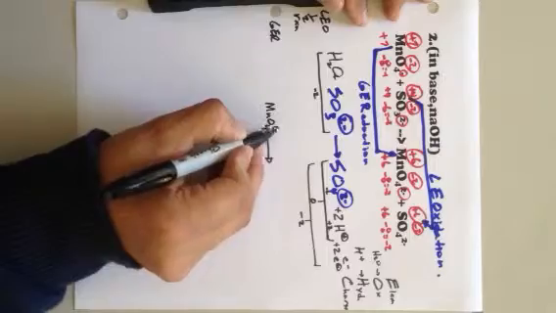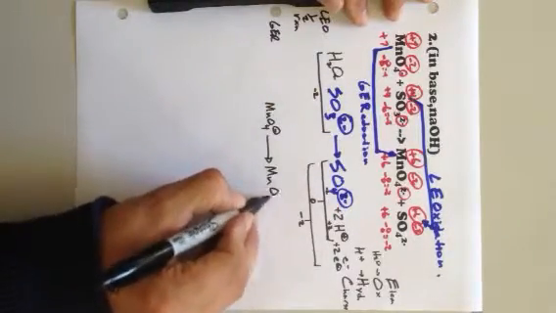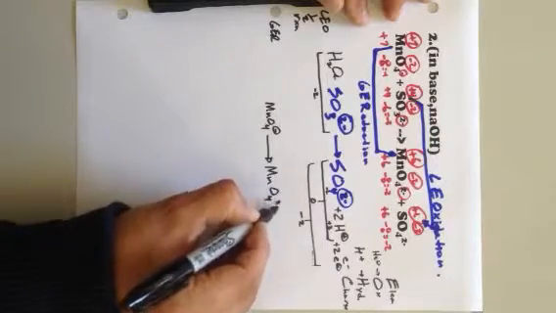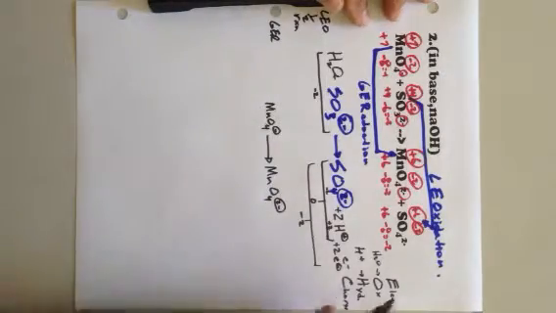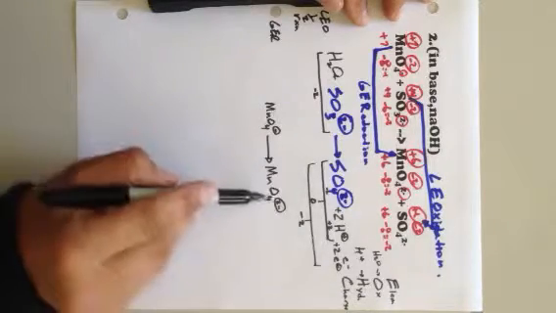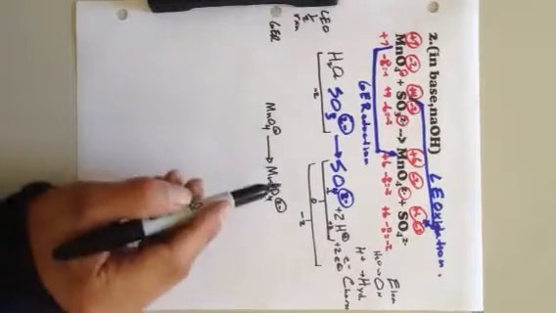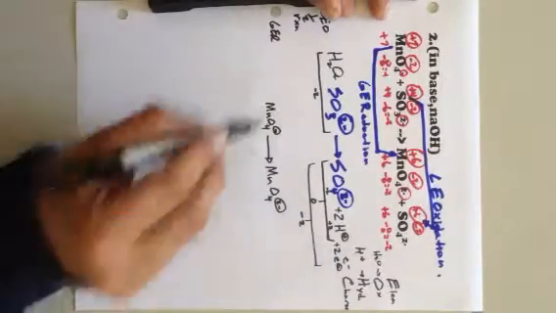Any charge? Yes, negative. Don't forget the charge. And then MnO4 2-. Okay. Elements. Mn first, that's balanced. Very nice. Oxygens. 4 here, 4 here, looking pretty good. Hydrogens, no hydrogens. Now there's charge.